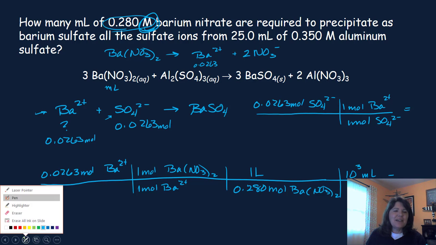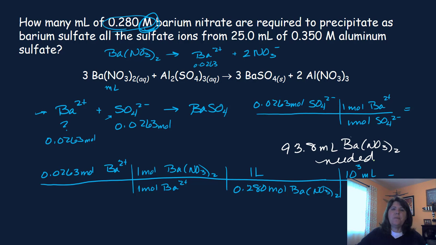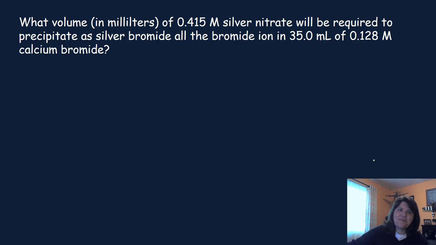So when you run your final calculations, then you end up finding out that you need, somewhere I wrote it on my paper, maybe I didn't. Huh, interestingly enough. Yeah, I did. 93.8 milliliters of barium nitrate needed to run this reaction. Like I said, that one was going to be a lot more difficult than the first two. Let's try one more just like it.